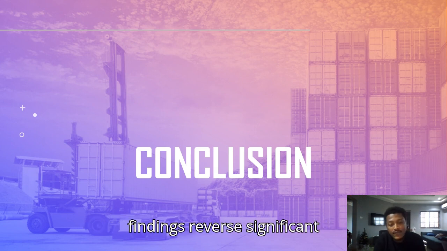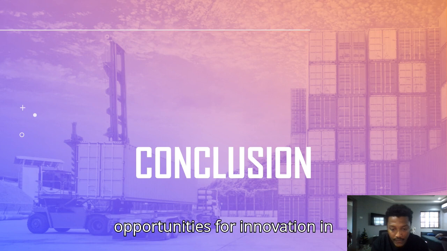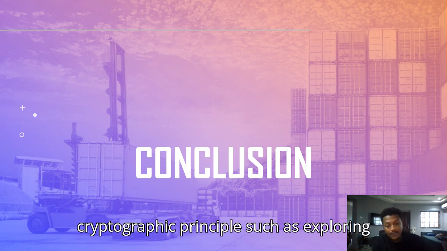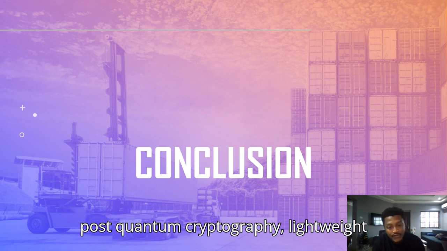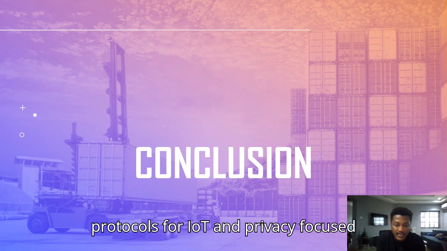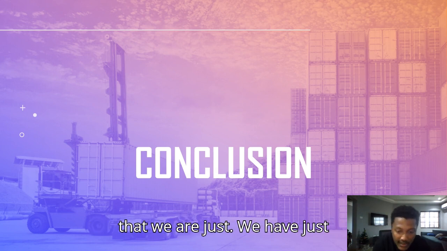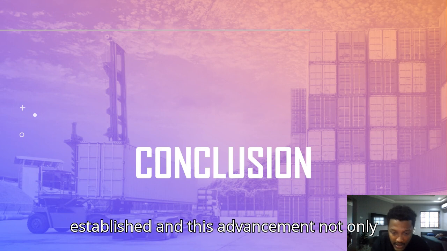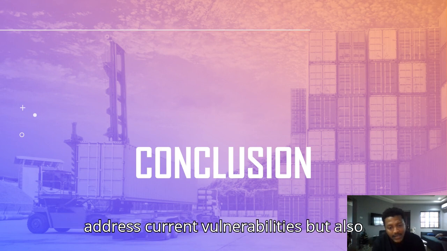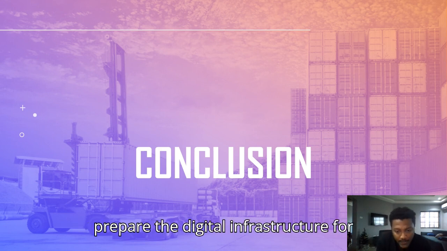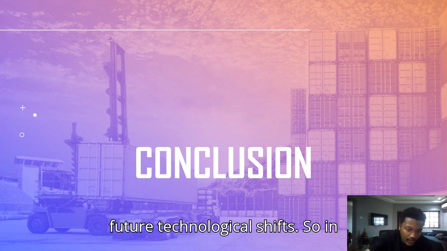Research findings reveal significant opportunities for innovation in cryptography, such as exploring post-quantum cryptography, lightweight protocols for IoT, and privacy-focused solutions like the zero-knowledge proof that we have just established. These advancements not only address current vulnerabilities but also prepare the digital infrastructure for future technological shifts.